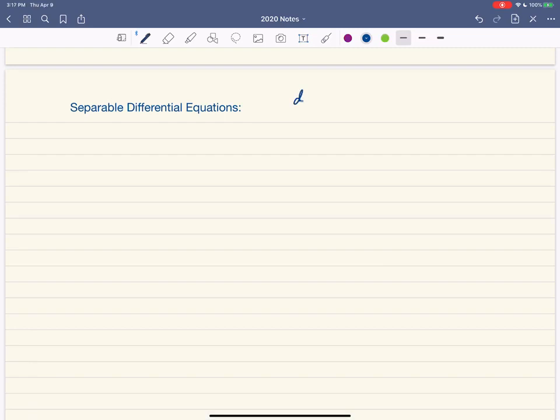Those are differential equations where you have something of the form dy/dx equal to f of x times g of y. So you can separate variables, get all the x's on one side, all the y's on the other, integrate both sides, and you're good. In theory, that's separable differential equations. That's how those all work.